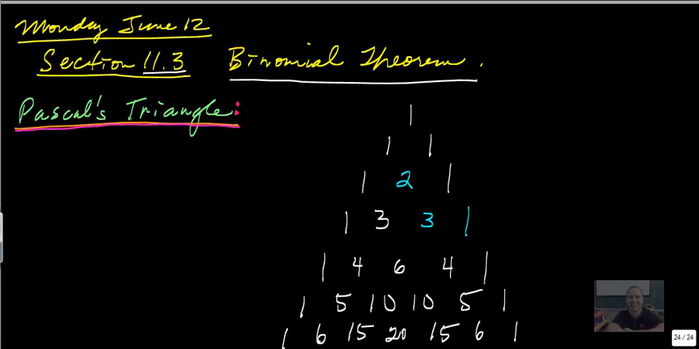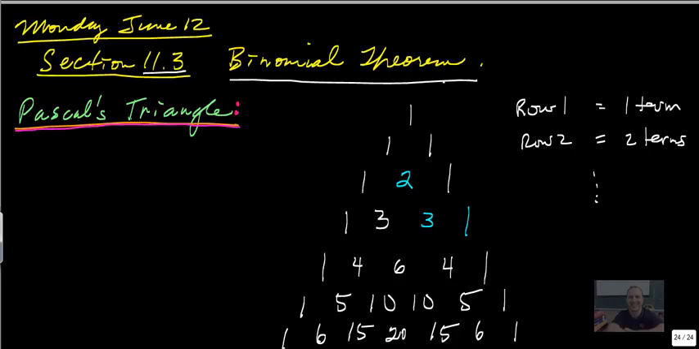Okay, and that's how Pascal's triangle is created. And again, you could keep going on forever. There are a few things that you should note about Pascal's triangle. Row 1 has one term. Row 2 has two terms, etc. Whatever row it is, that's the number of terms that it has.